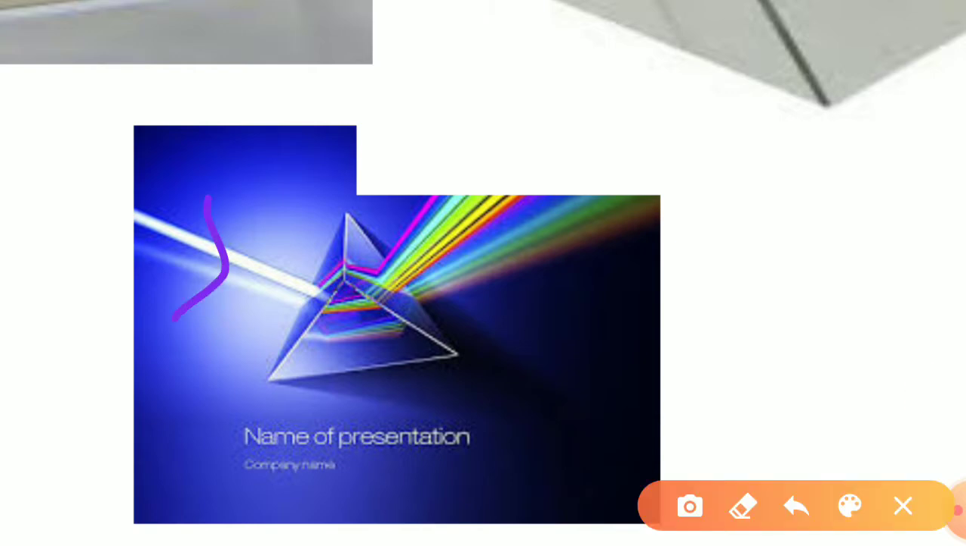This is white light. It is passed through one of the rectangular faces of the glass prism, and while passing through the prism, this white light splits into seven constituent colors, which you can see here.